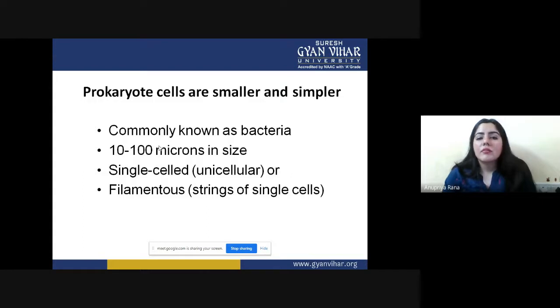Now, cells are smaller and simpler in prokaryotes, commonly known as bacteria. Most of the cells which come under the prokaryotes are bacterial cells, and their size is about 10 to 100 microns. If a cell is larger than 100 microns, then we cannot consider it a prokaryote cell. They are always single cells, unicellular or filamentous. Filamentous means they are strings of single cells, and at that time they look like a filament.